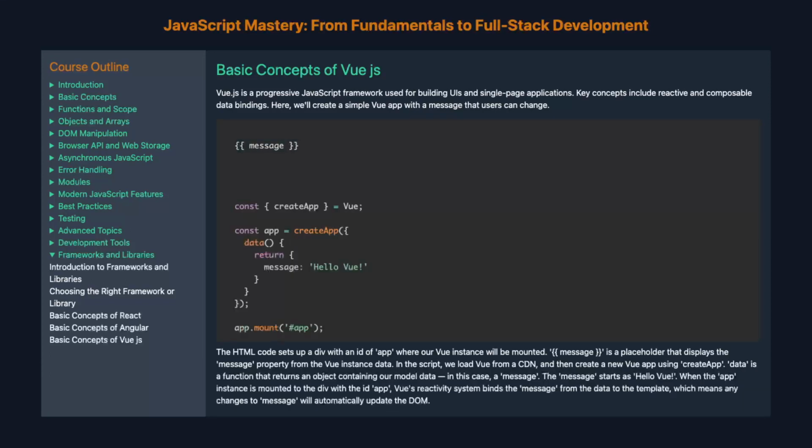The HTML code sets up a div with an ID of app, where our Vue instance will be mounted. Message is a placeholder that displays the message property from the Vue instance data. In the script, we load Vue from a CDN and then create a new Vue app using createApp. Data is a function that returns an object containing our model data, in this case, a message. The message starts as Hello Vue.